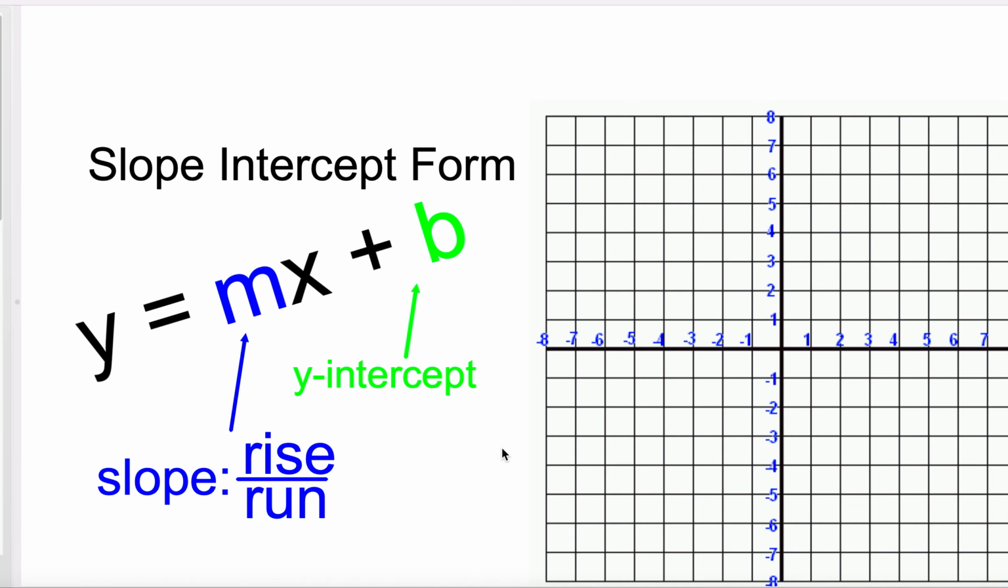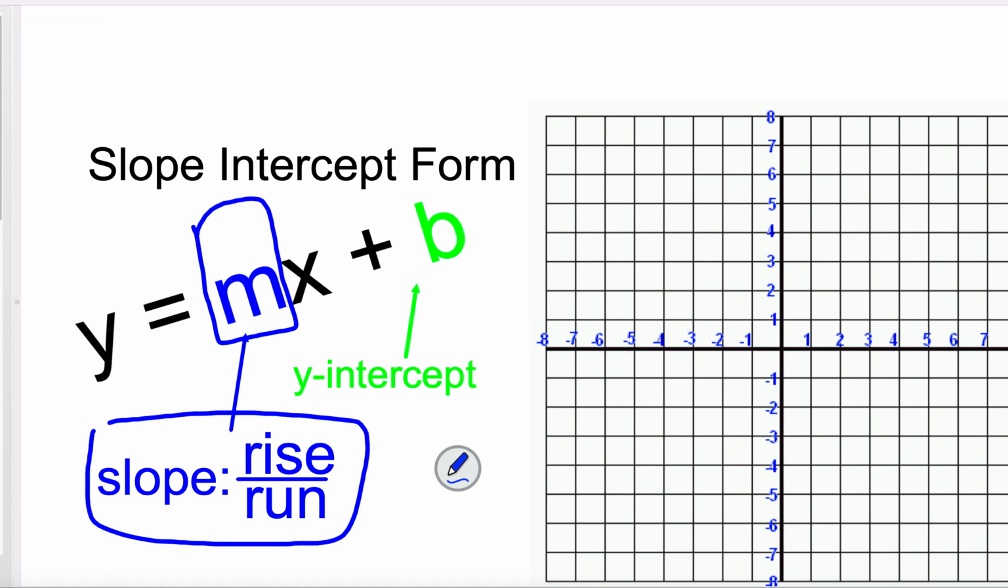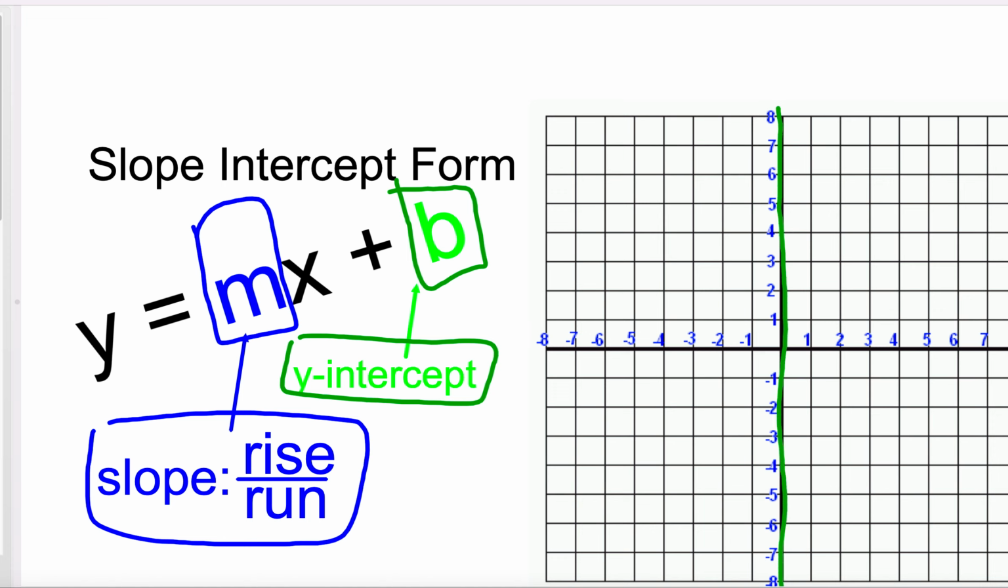So let's start off here with slope-intercept form. The slope here being your m value, which is right next to the x. That is your slope. That's your rise over your run. And then we have the y-intercept here, which is the b value. That is your y-intercept, and that's where it hits the y-axis. So whatever your y-intercept is, that's where it's going to intersect at the y-axis.